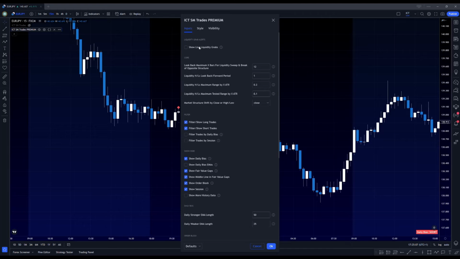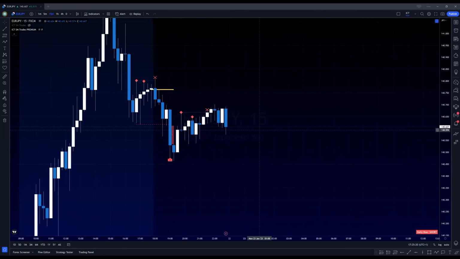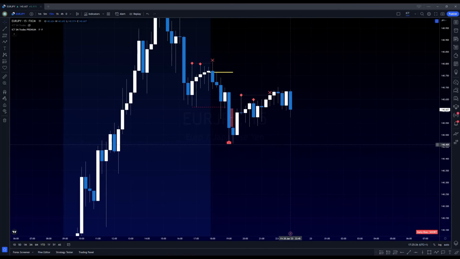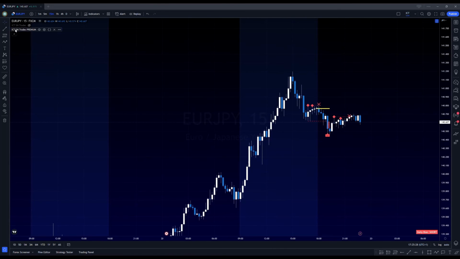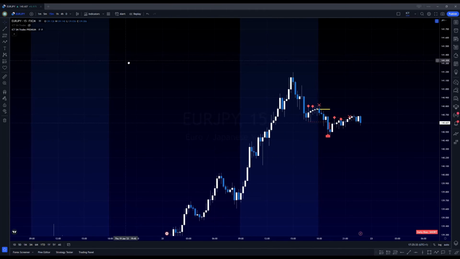So some of you thought that the alerts are broken or something like that. So just make sure that if you have alerts for liquidity grab, you have checked this option to see live liquidity grabs. So for example, this is the live liquidity grab. Okay, this is the resistance, and here we can see this is the liquidity grab without market structure shift. So make sure that you have checked this option if you are using alerts for liquidity grabs.